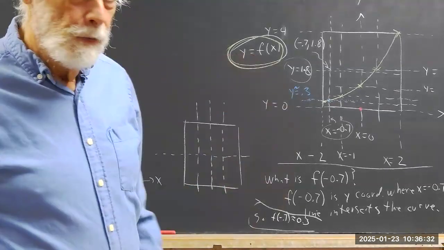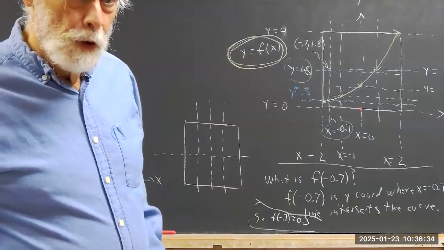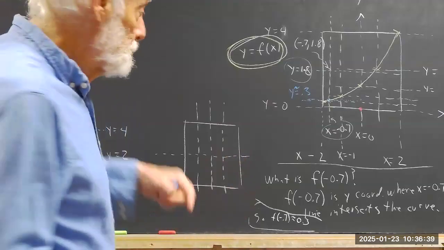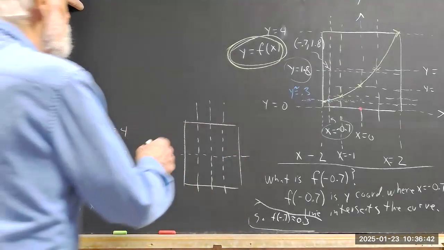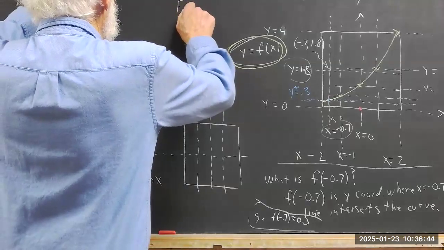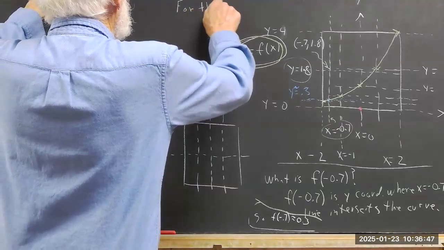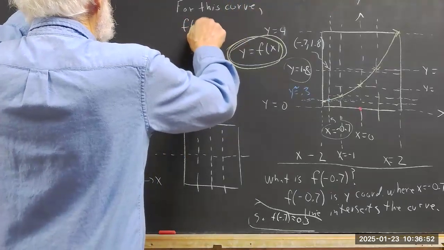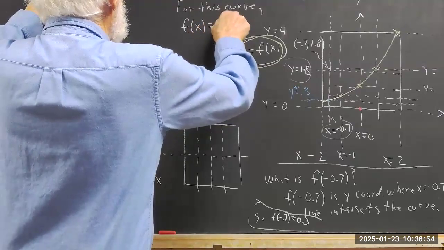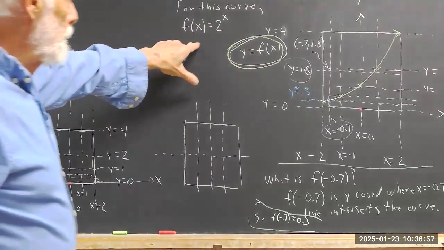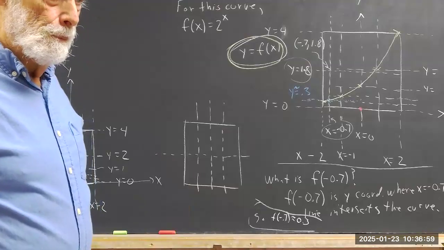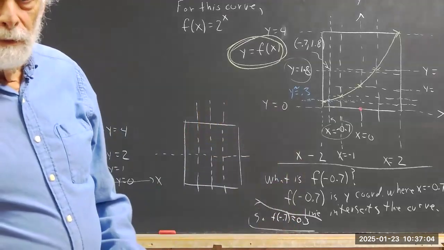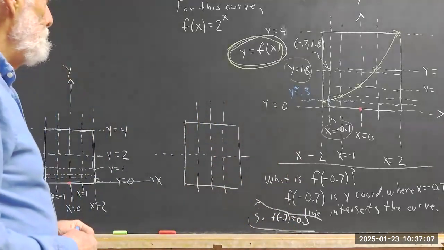That's one thing to know about f of x notation. The other thing to know about f of x notation is, well, I talked about it in class last time. Let's be sure we understand it. For this curve, f of x is 2 raised to the x power. Now, if you have a calculator handy, you can punch this in.